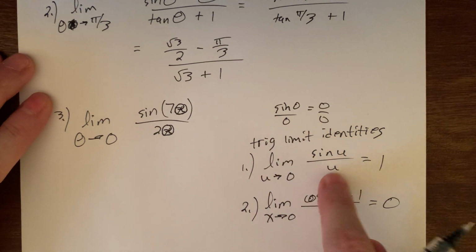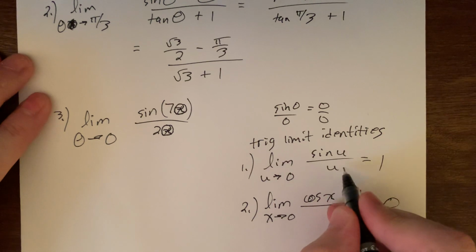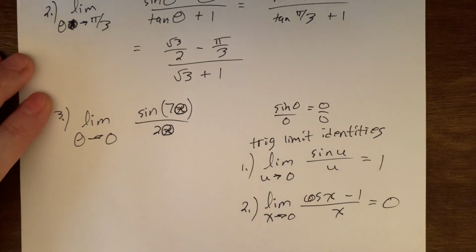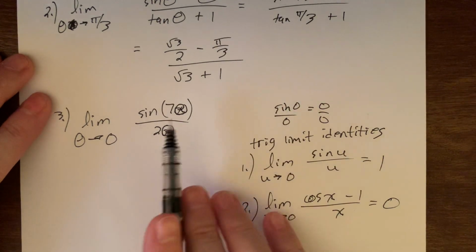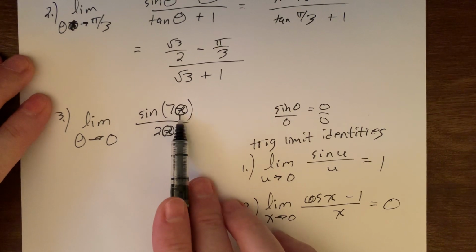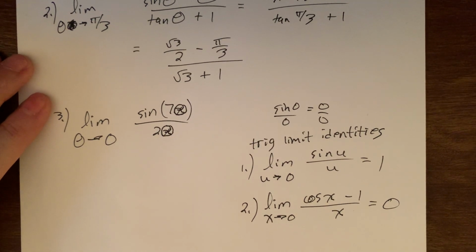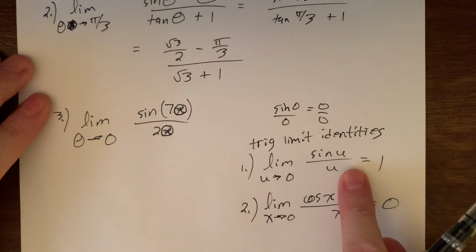It's not sine 0 over 0. It's got to be exactly this limit. Whatever the angle inside the sine, that exact same thing in the denominator. So that's the trouble right here. I've got a 7 theta inside the trig function, and I've got a 2 theta in the denominator. So how do we use this?